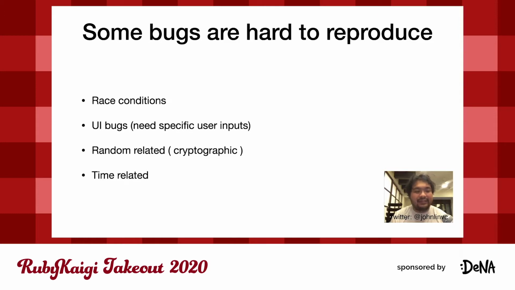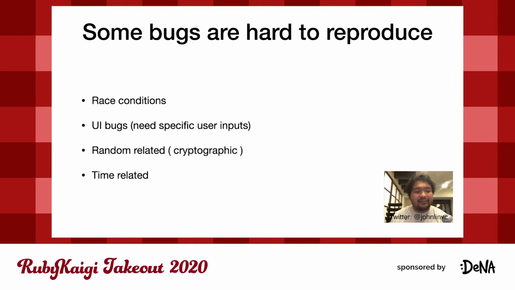And the second one is UI bugs. Basically, you need specific user inputs, like clicking specific buttons or a specific position in a specific sequence. So this kind of bug is also hard to reproduce.